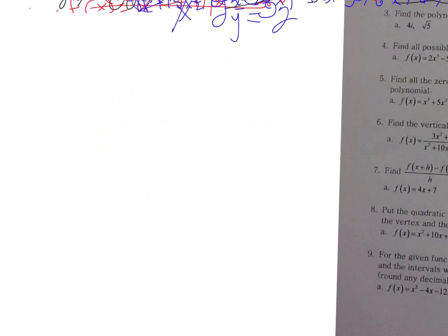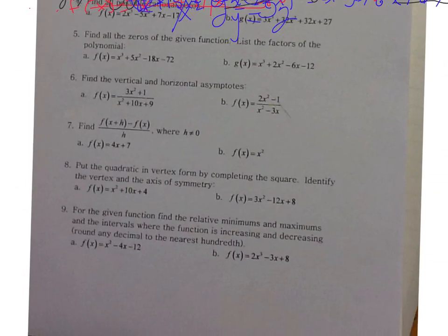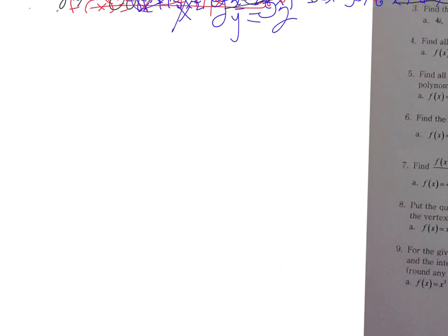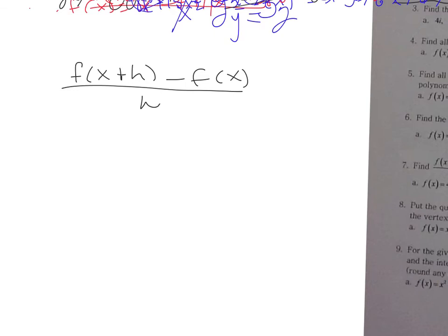All right, 7. 7 is f of x is equal to, it's the difference quotient. So it's f of x plus h minus f of x over h. And I have f of x is equal to 4x plus 7. All right, so I have f of x plus h minus f of x over h. And I have f of x is equal to 4x plus 7. All right, so this is my input. All right, so I'm inputting it into the x.